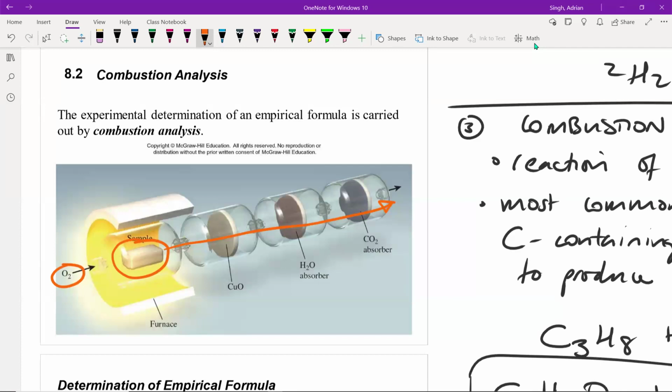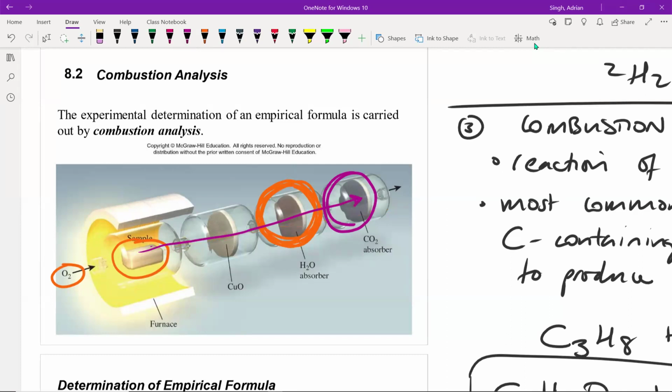For example, there's an H2O absorber over here. If we know the mass of that absorber before the reaction, and then we measure the mass of that absorber after the reaction, we can determine the amount of H2O that was produced. Similarly, if we have another absorber down the road, like a carbon dioxide absorber, the CO2 gets trapped over here. We can measure the difference in mass from the beginning to the end of the reaction and calculate the mass of CO2 that was produced in that reaction.